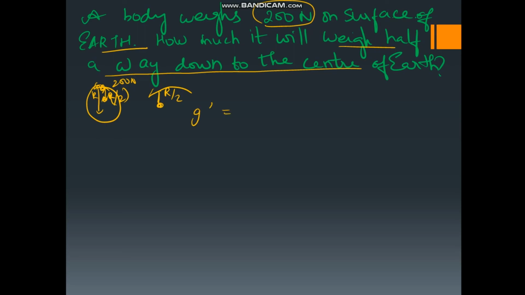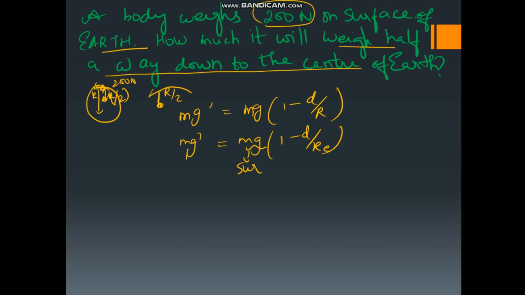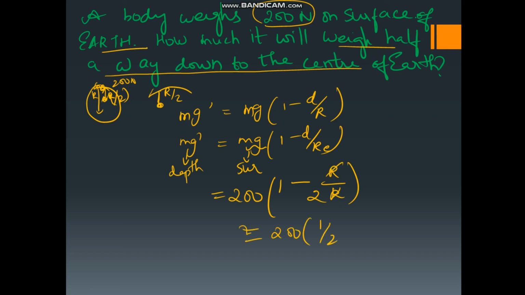At depth d, g dash is equal to g into (1 minus d by R). To convert it into weight, I am multiplying by mass on both sides. So mg dash is equal to mg into (1 minus d by R). This is the weight on the surface and this is the weight at depth d. The surface weight is 200 Newton, and the depth is R by 2, so 1 minus (R by 2) by R. So the R's get cancelled. That is equal to 200 into (1 minus 1 by 2), which is 1 by 2, equal to 100 Newton. So halfway down to the center of the earth, the weight is 100 Newton.